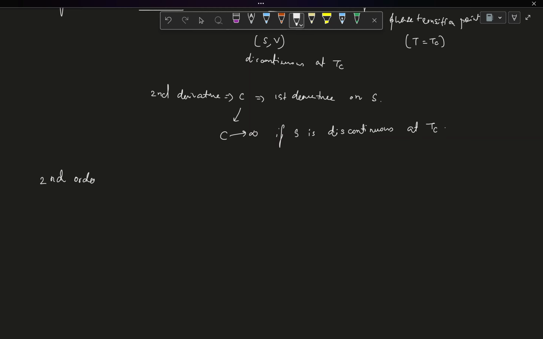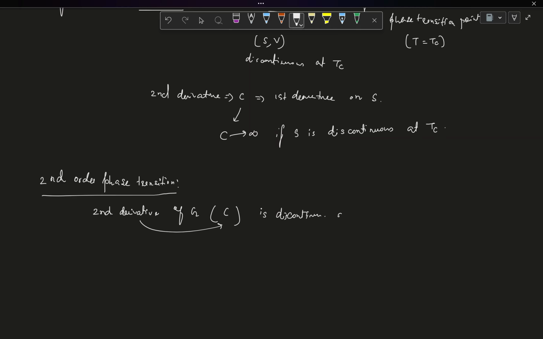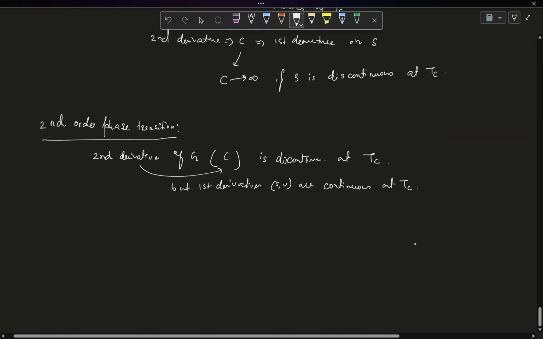And a second order phase transition is when the second derivative of Gibbs free energy, which in this case is C, is discontinuous at the phase transition point Tc, but the first derivatives are all continuous, like S and V are continuous at Tc.